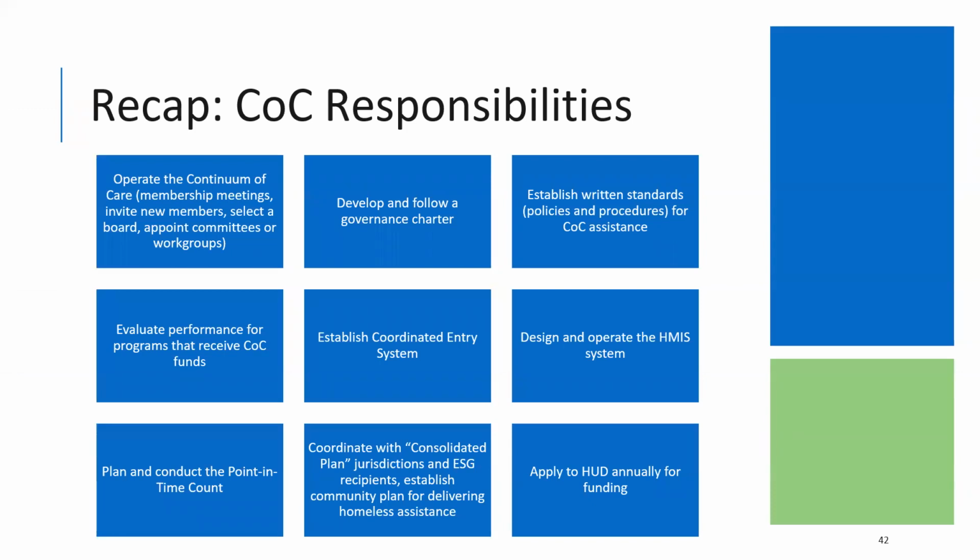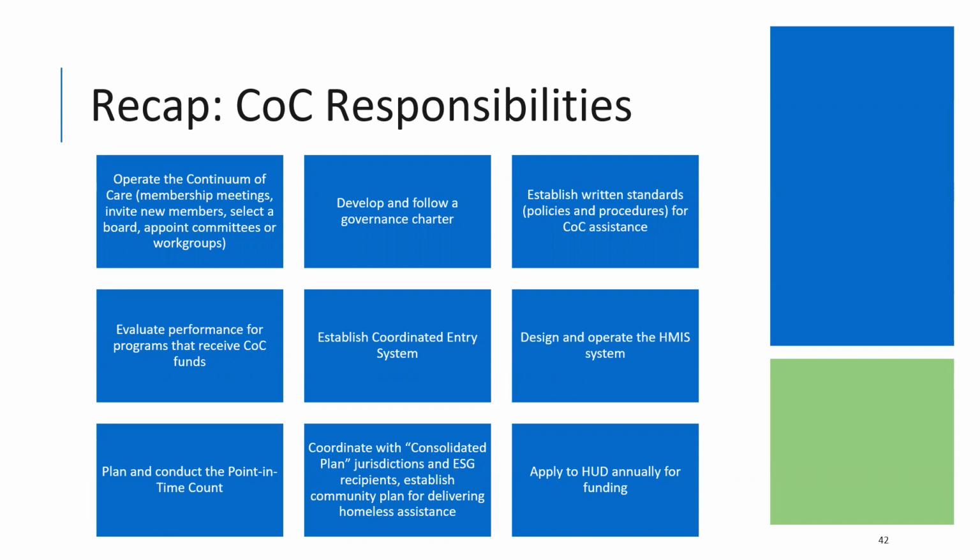So this module is going to focus on CoC responsibilities. We covered some about CoC responsibilities in the CoC 101 training series, but to recap, here are some of the key priorities that a CoC should be focusing on, as these are CoC responsibilities that HUD has laid out. First of all, the CoC has to operate the continuum of care. This includes hosting membership meetings, inviting new members, selecting a board, and appointing committees or work groups. The CoC has to have a governance charter. The CoC also has to have written standards, which are policies and procedures for providing CoC assistance.